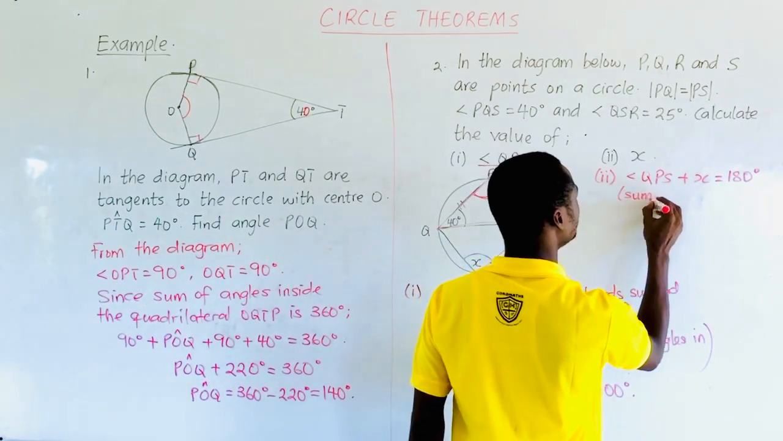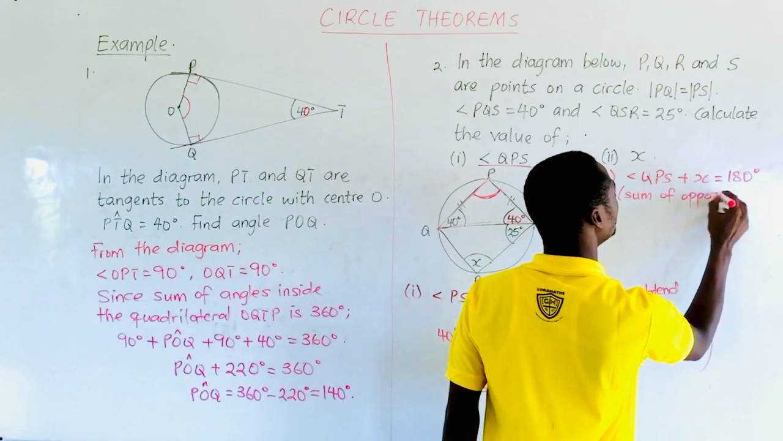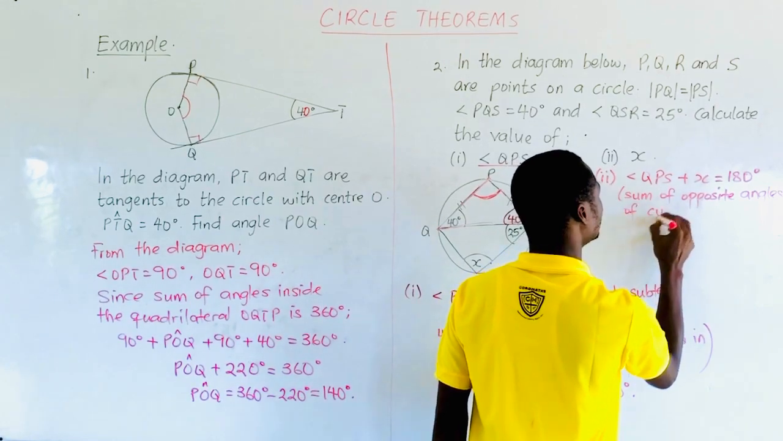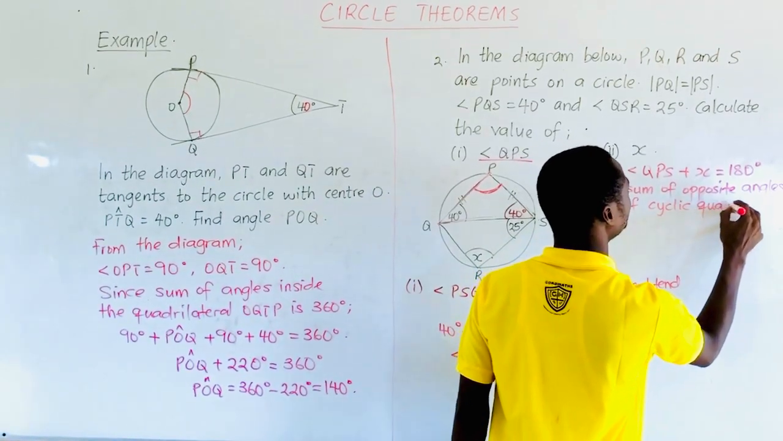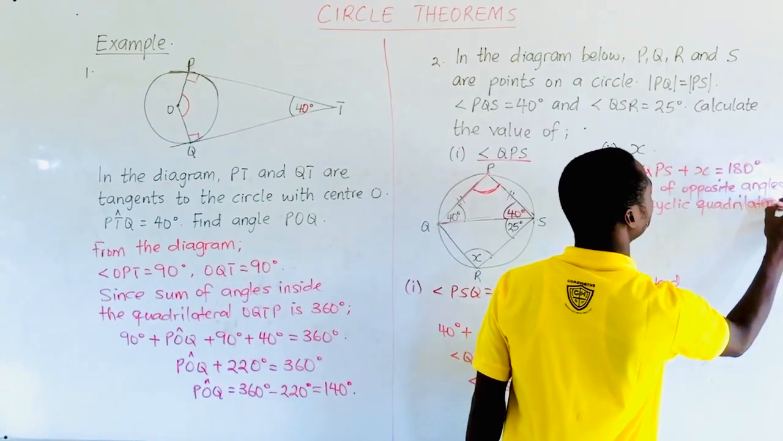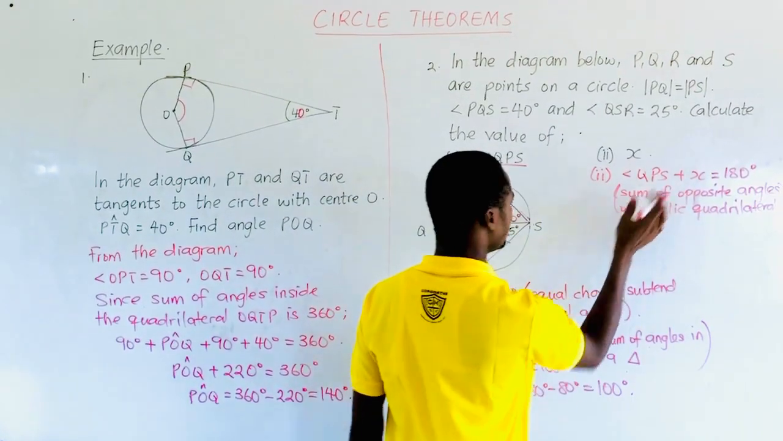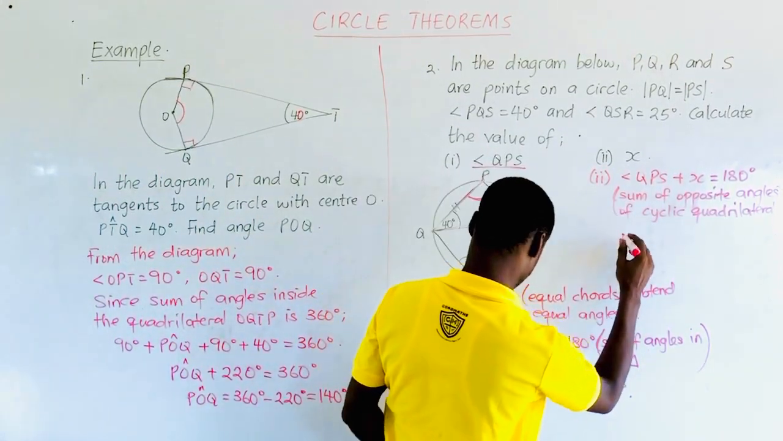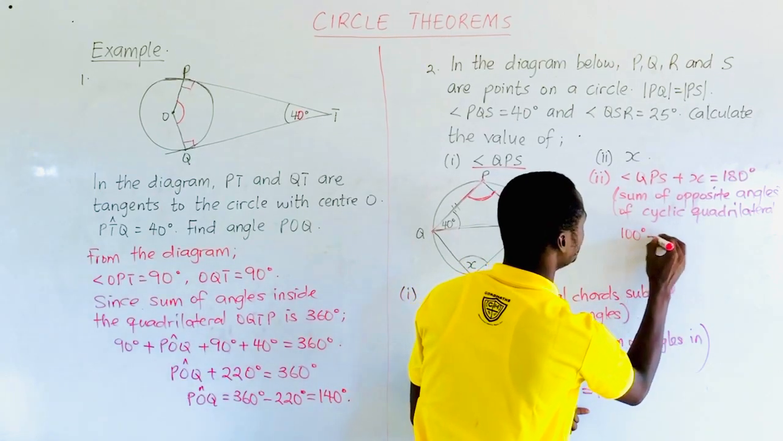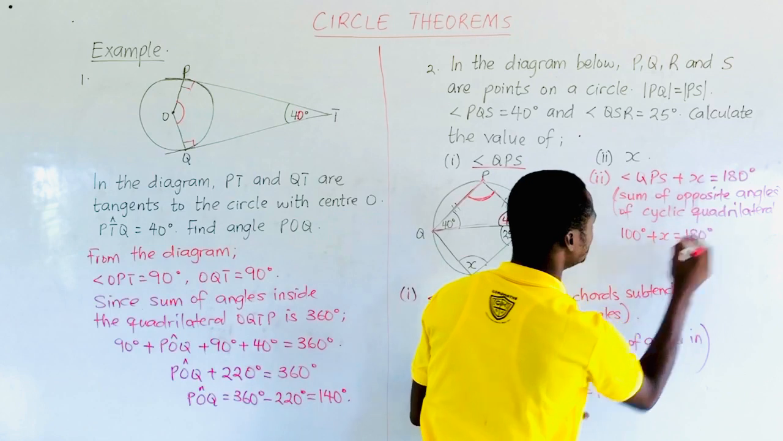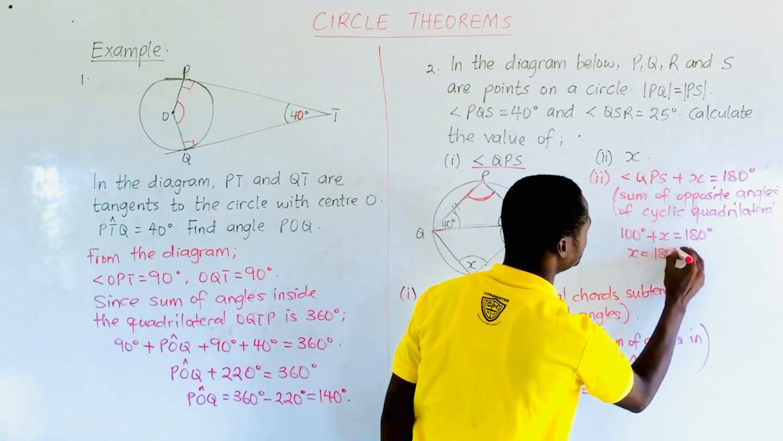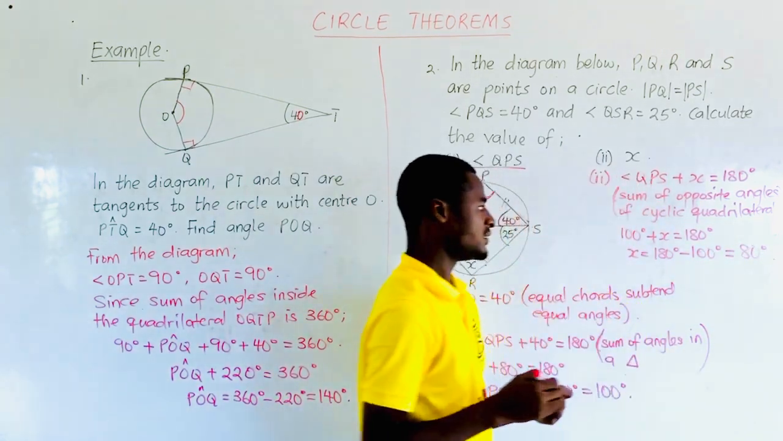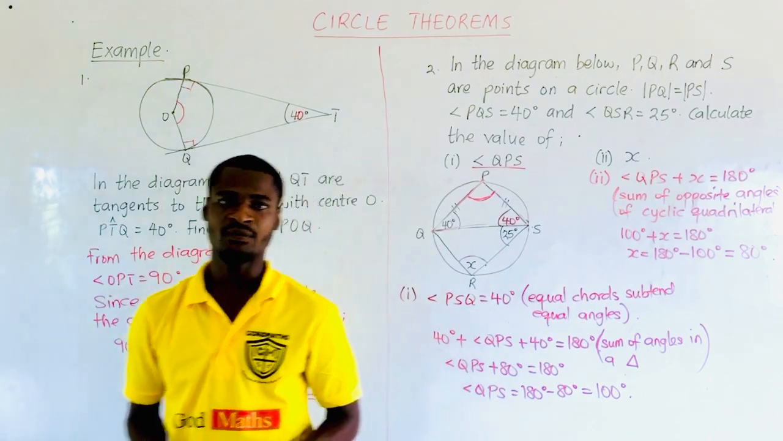That is the sum of opposite angles of a cyclic quadrilateral. So from here, since we already know the value of QPS, we will have 100 degrees plus x is equal to 180 degrees. So our x is equal to 180 degrees minus 100 degrees, which will give us 80 degrees. We will take another example.